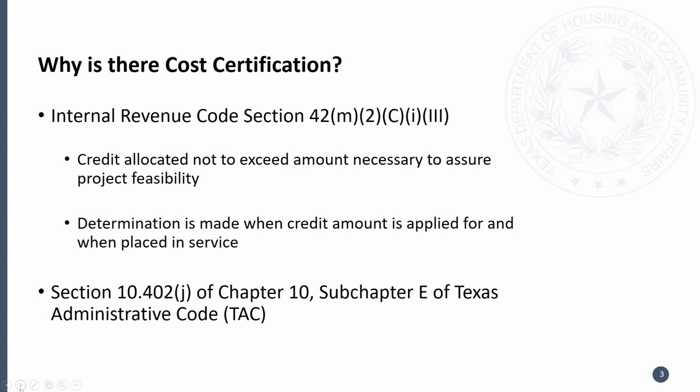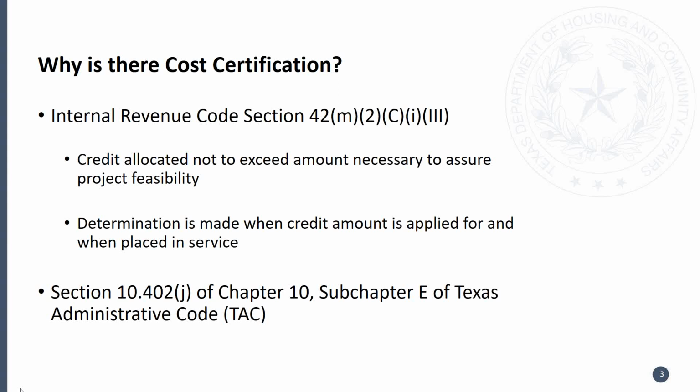First of all, why is there a cost certification? Basically, because the IRS requires it. We, as the housing agency, are supposed to allocate credits in an amount that is not to exceed the amount necessary to assure project feasibility. And this determination is made when the application for credits is submitted and once placement in service occurs. So that's the cost certification stage.